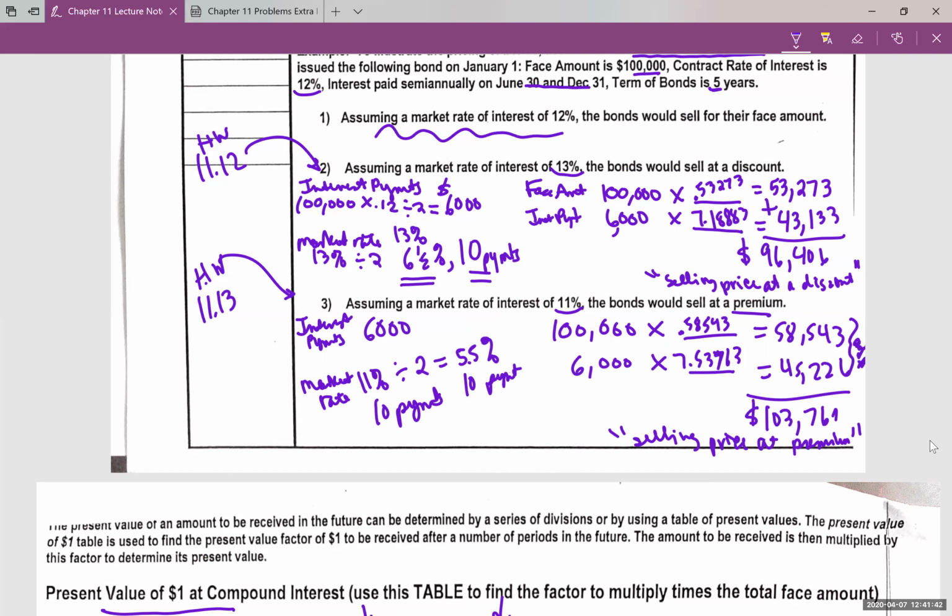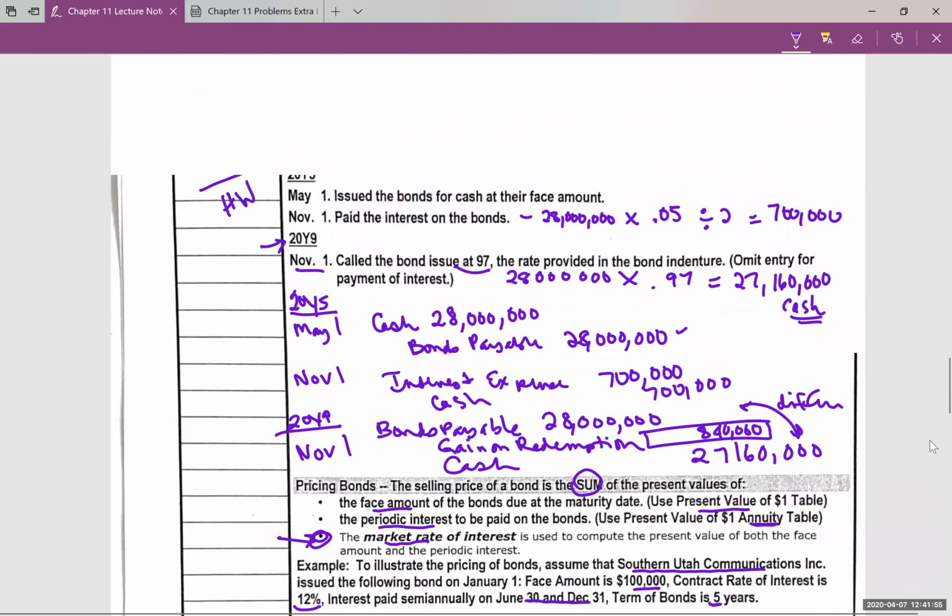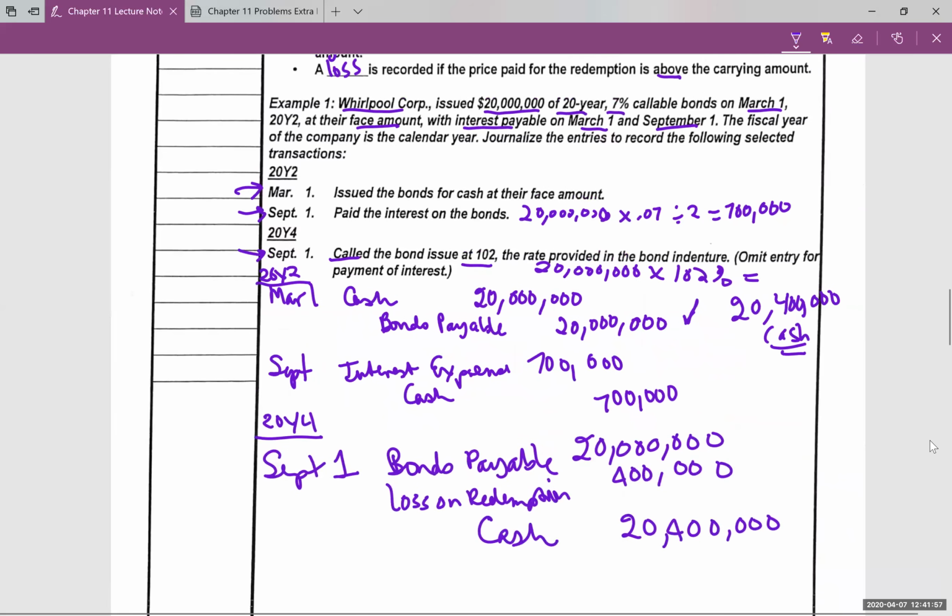If you do continue on and get a finance degree, you'll start using those tables more and more, and you might even have it just memorized on your calculator. It can be done on a calculator as well. So I'm going to hop over here to the extra problems.